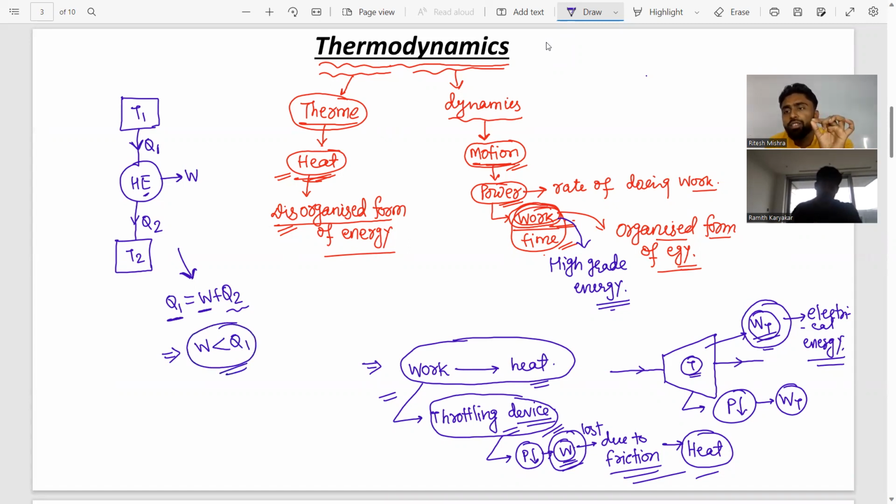We supply this heat engine with energy Q1, and we want this energy to be completely converted into work. We want Q1 to be completely converted into work, but this does not happen in this device. Some heat also goes to the sink as waste. So heat cannot be completely converted into work. This is the technical example.